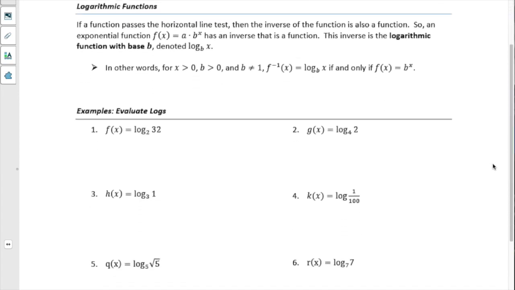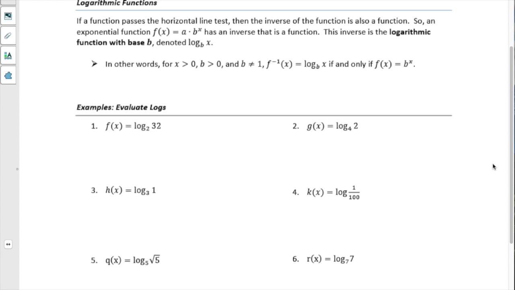So we start off with the definition of what is a logarithmic function. We discussed this way back in chapter 1, that if a function passes the horizontal line test, then the inverse of that function is also a function. So an exponential function passes the horizontal line test, which means that the inverse of an exponential is also going to be a function. And it just so happens that that inverse is a log.